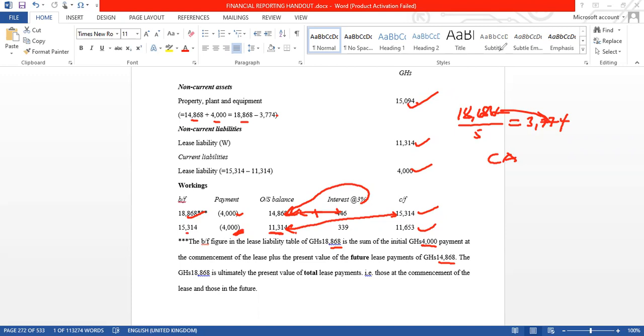It can come as a question on its own, but be careful. Remember that the present value of the lease liability is those parts that have not been paid yet. You have to add the one that has already been paid in the current year. You set up your table, and you are able to get your figures to represent what should be in the statement of profit or loss, then your statement of financial position. So be very vigilant about it.